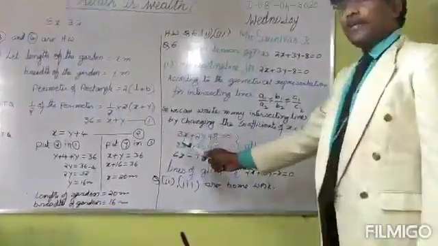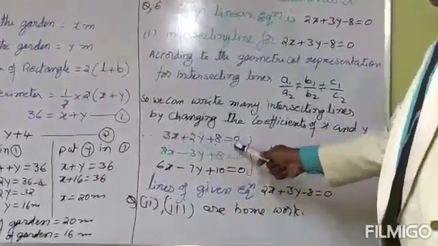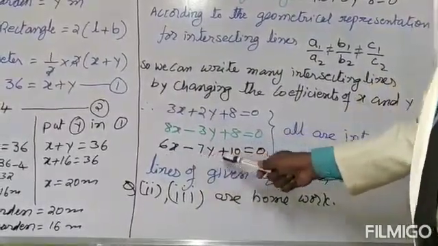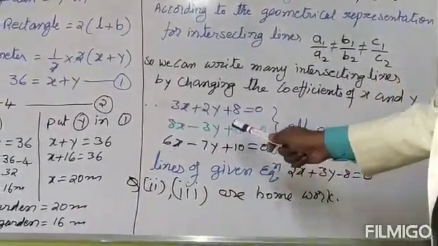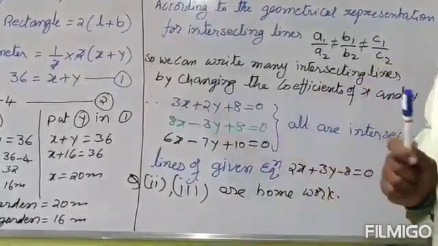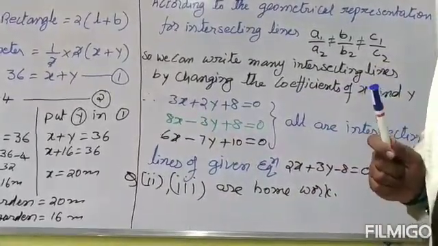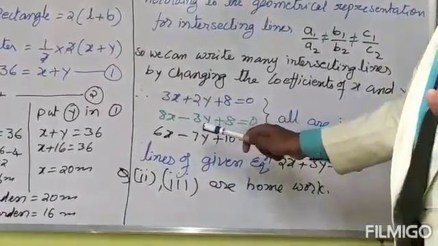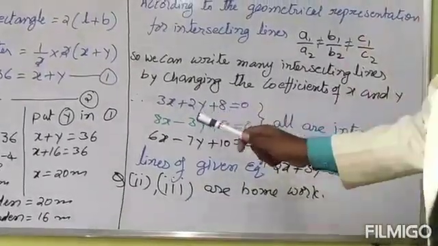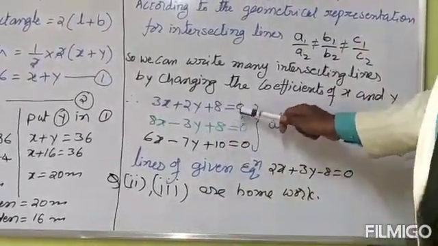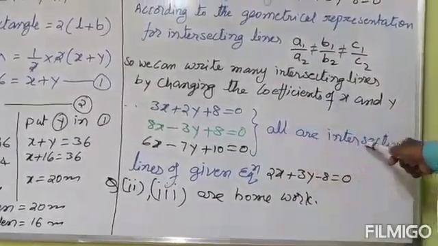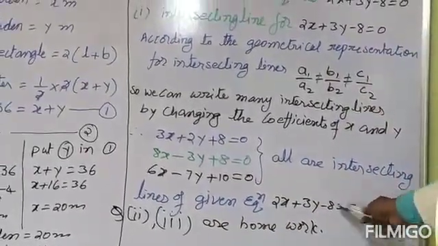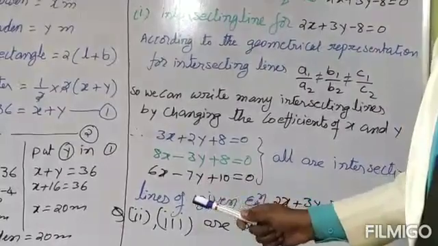So as an example I am writing here 3x plus 2y plus 8 equals 0. 8x minus 3y plus 8 equals 0. 6x minus 7y plus 10 equals 0. I didn't do anything more here. Only I changed the coefficients of x, y and c only. Here you see, in these 3 equations I changed only the coefficients. By changing the coefficients you will get the geometrical condition of intersecting lines. So we can say these 3 are all intersecting lines of the given equation 2x plus 3y minus 8 equals 0. So like this only you are going to write the remaining 2 equations. Okay, clear this?